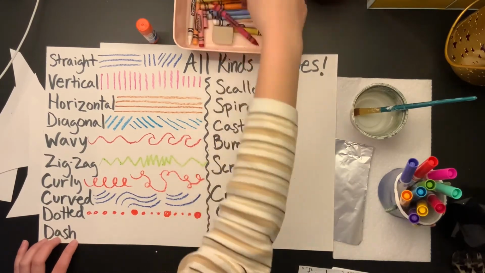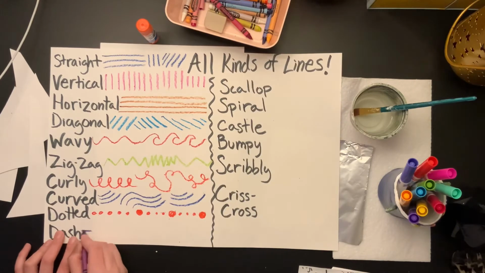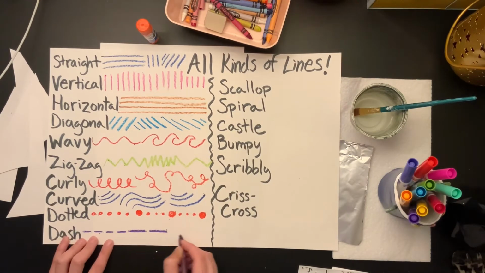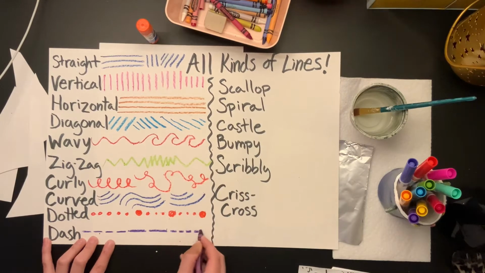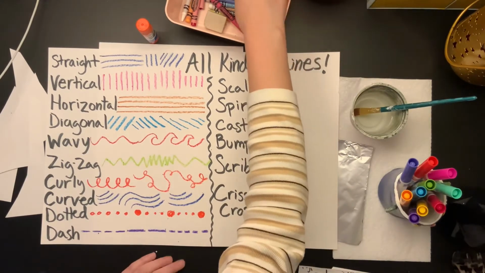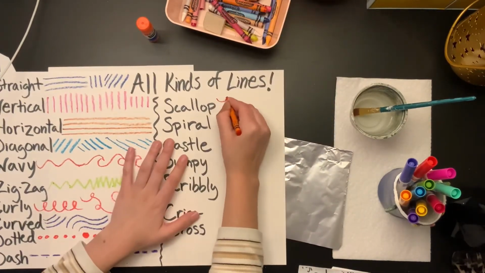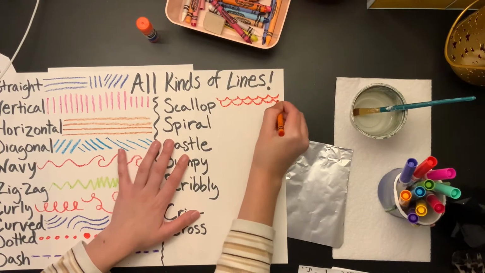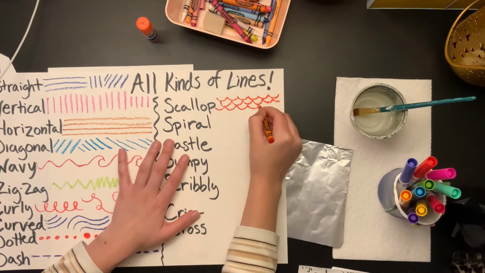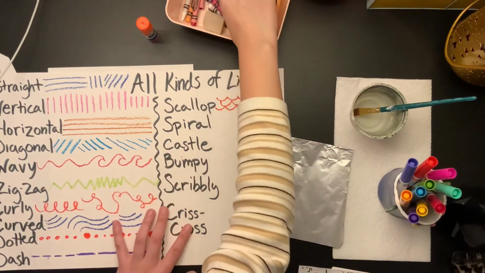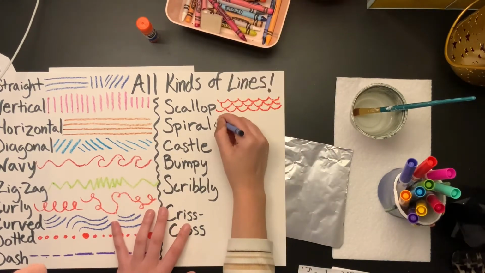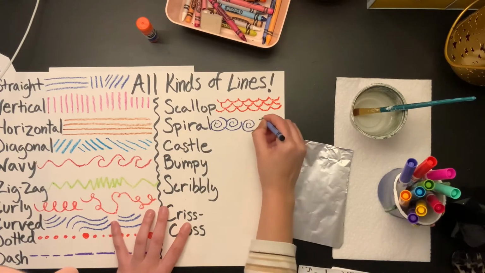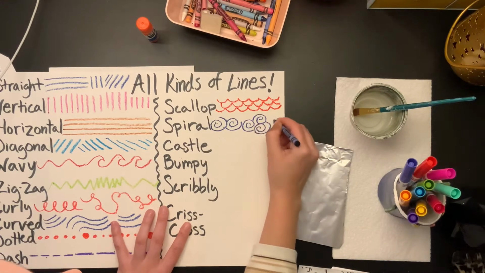Dashed lines look like minus signs, and they're just broken lines. They could be longer or shorter. Here we have scalloped lines, so sometimes these also look like wavy lines, but when we stack them, they kind of look like a gingerbread roof maybe. Spiral lines. We could have them close to each other or with some space in between.